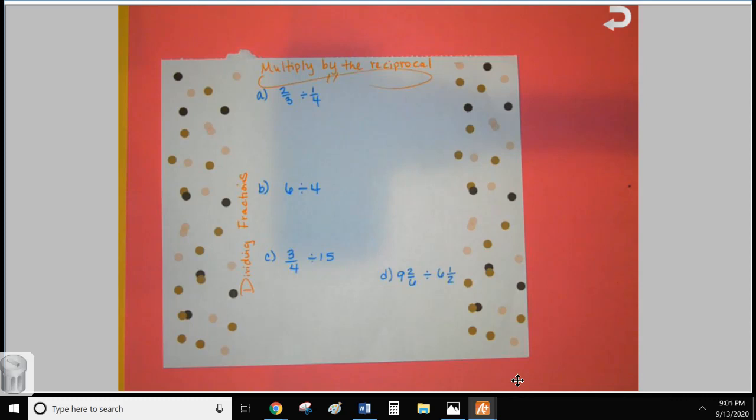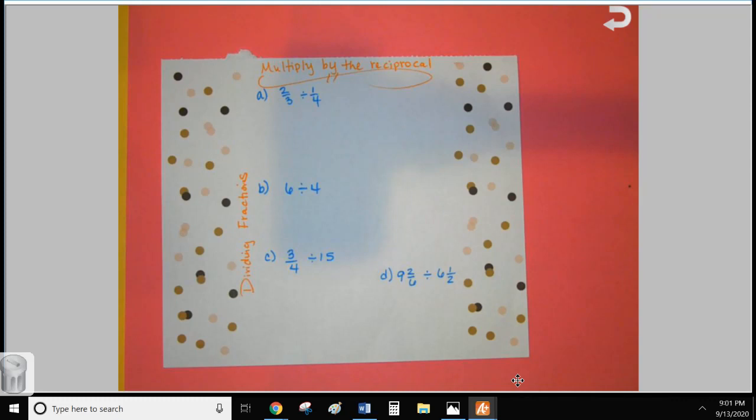Multiplication is very simple and easy. We multiply numerator times numerator, denominator times denominator to get our answer, and we simplify. So if we can multiply by the reciprocal, why divide? So we like to say we don't divide fractions here. We multiply by the reciprocal. So let's jump in and do a few problems.